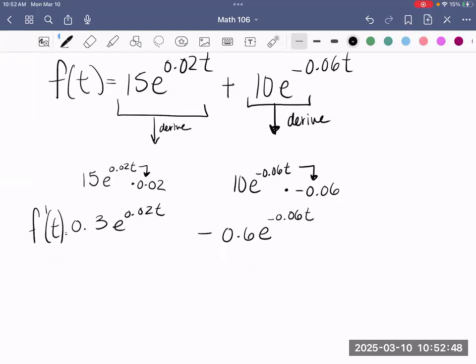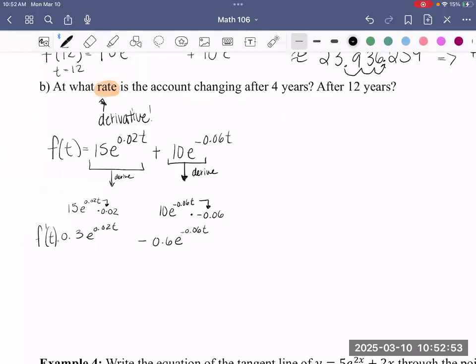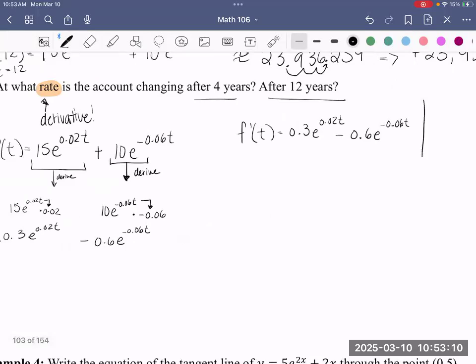So now we want to know, given that this is now your derivative, at what rate is the account changing after the 4 years and after the 12 years? So if we have your derivative here, we now know we're going to focus on the year at 4 and then again at 12. So we're going to just take the derivative and now punch in your value.